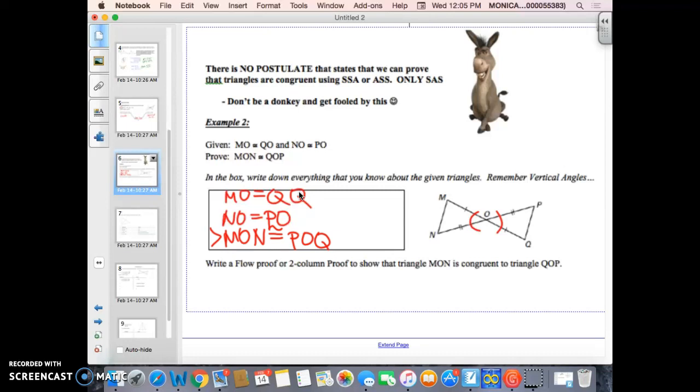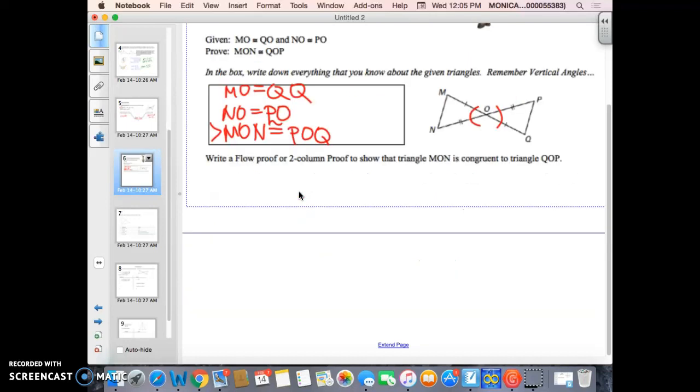All right, so now we want to write a flow proof or a two-column proof to show that the two triangles are congruent to each other. And so to do that, this is basically what we're going to start with. I'm going to write a two-column proof.